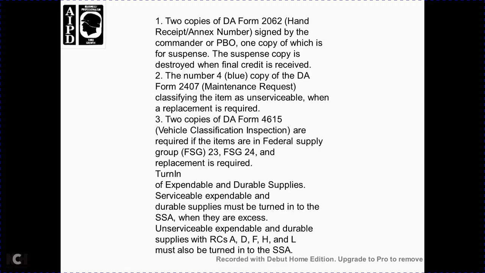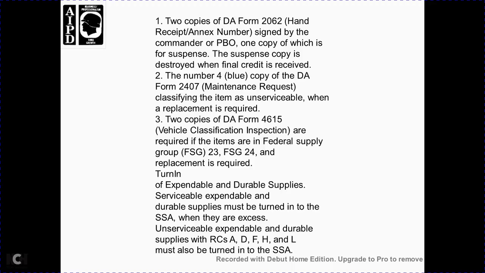Two copies of the DA Form 2062 with the hand receipt annex number that's signed by the commander of the property book officer. One copy of the suspense copy that destroys the final credit receipt number. Four blue copies of the DA Form 2407, which remains for the request classification of the item, the unserviceable replacement required.